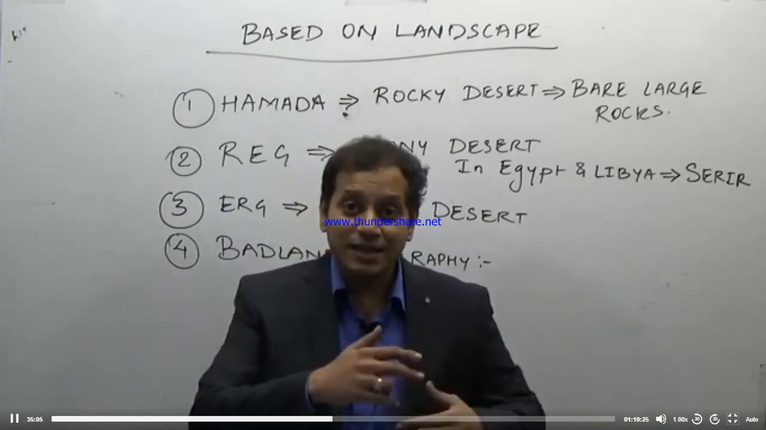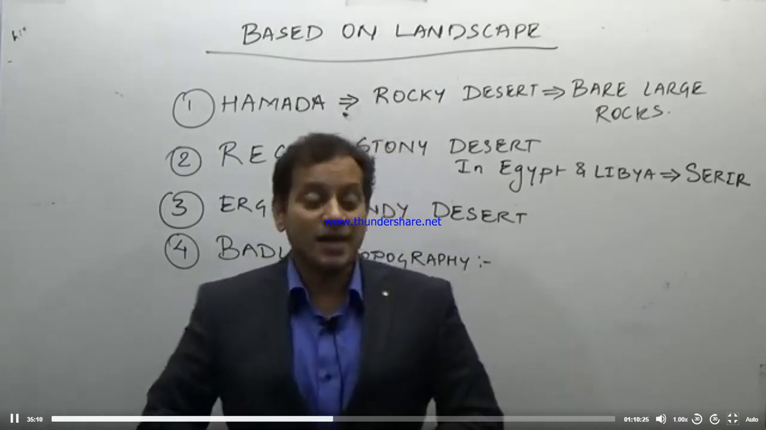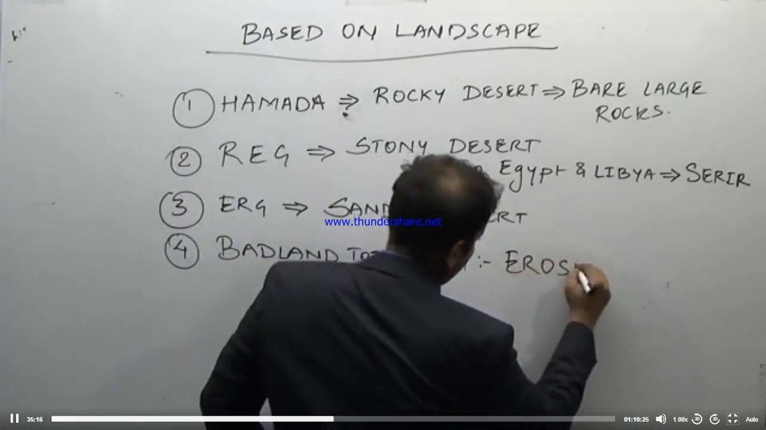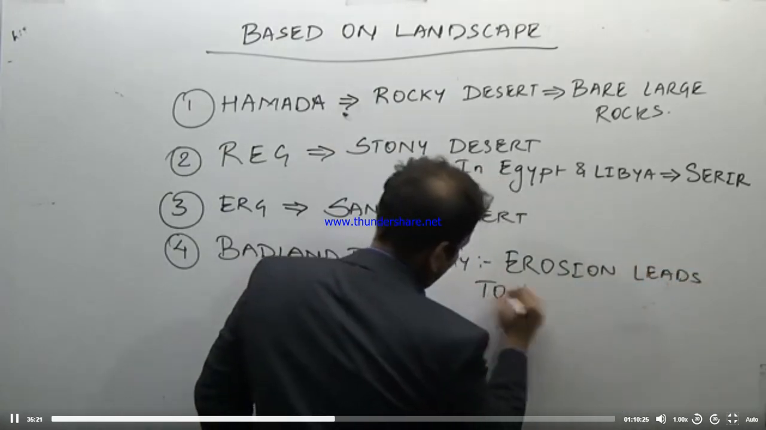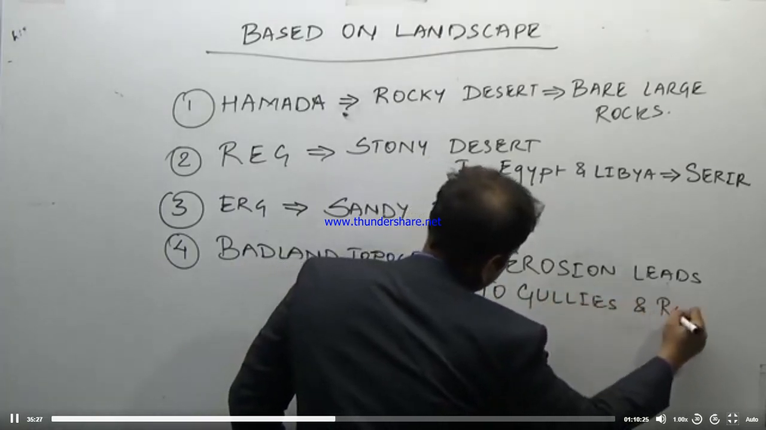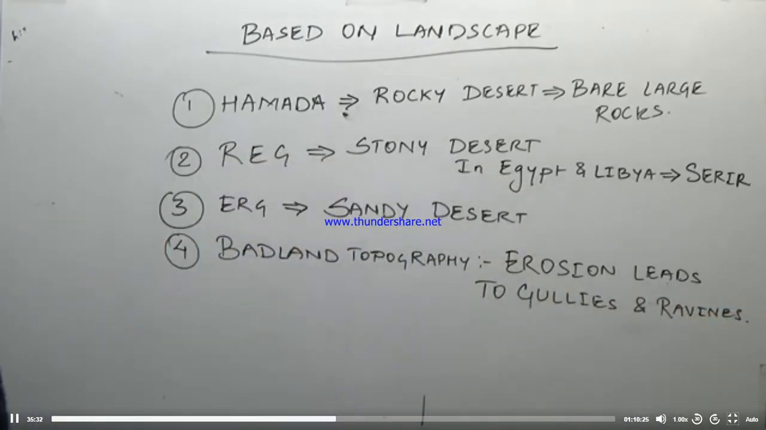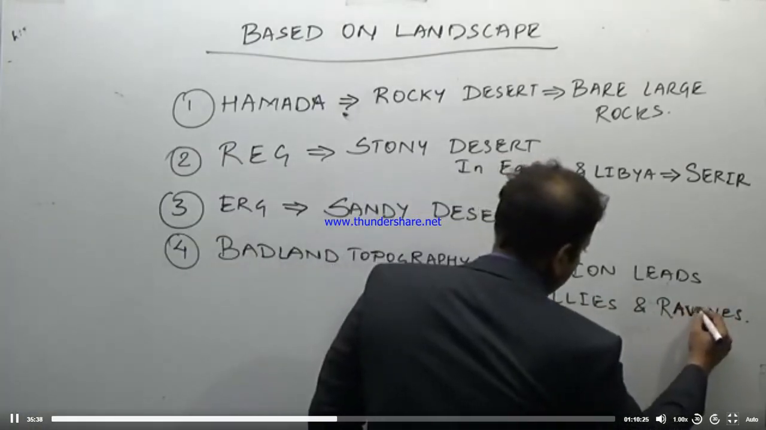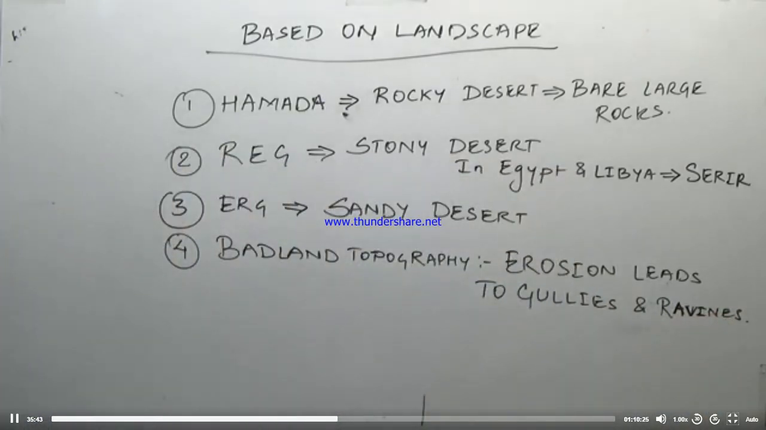What are these gullies and ravines? We will study while doing Indian geography. So it results in the formation of badland topography. That is, erosion leads to gullies and ravines. Erosion leads to the formation of gullies and ravines. So these are the different kinds of topographies.